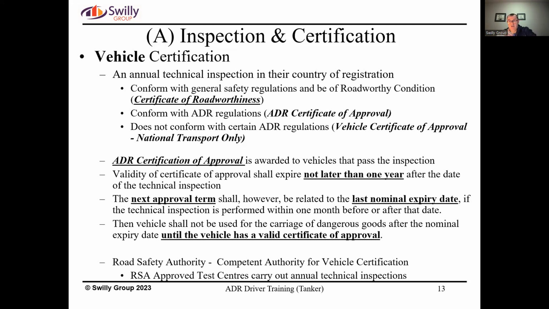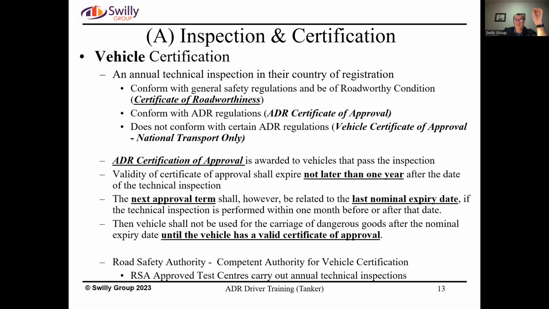So you send your vehicle in for a certificate of roadworthiness test, and then you also send it in again for an ADR certificate of approval. There was a vehicle certificate of approval for national transport only. When the ADR regulations first came out, they felt a lot of the older vehicles wouldn't be fully compliant with full ADR, so they did a bit of a compromise for vehicles that couldn't meet the strict ADR regulations. They said if they're only doing national transport, then we can approve them. But that has since expired as well. It's just to inform you of it.